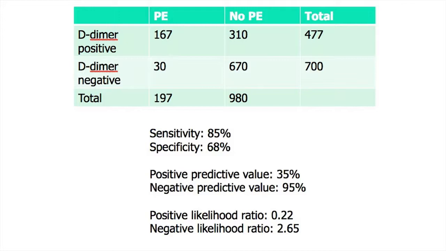Well, what does this tell us? It tells us that the D-dimer test is slightly better at helping to rule out the diagnosis than to rule it in, because it has a higher sensitivity than specificity.